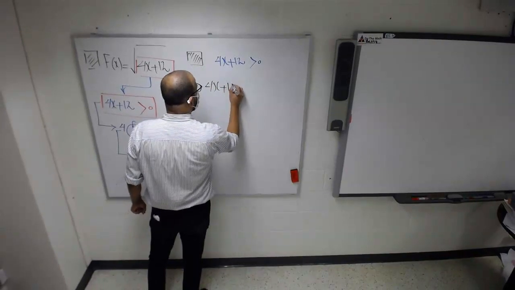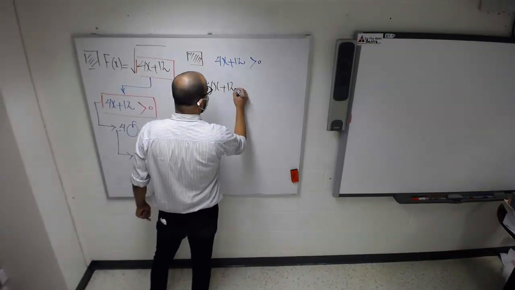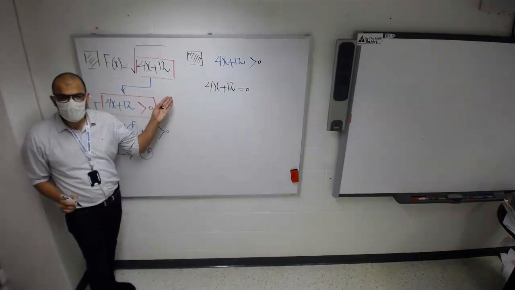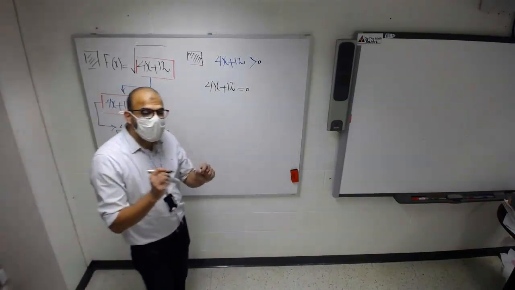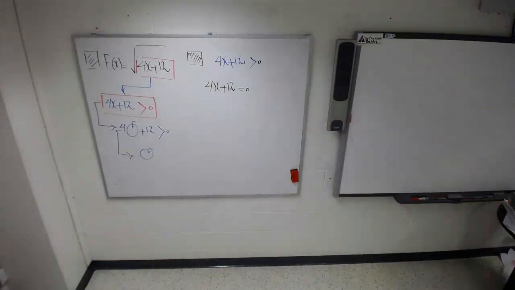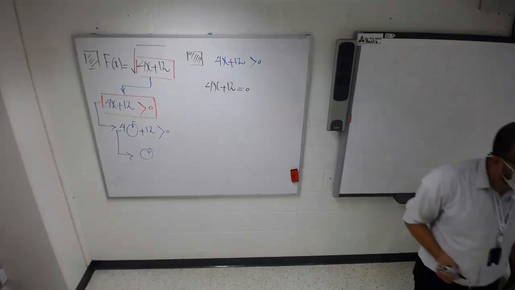4x plus 12 equals 0 instead of greater than 0. How to solve this? I know that the key, yes, Lucas. To solve it, you bring 12 to the other side, minus 12. X equals minus 12 divided by 4. X equals minus 3. Fantastic, thanks.